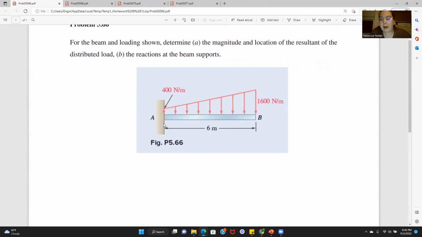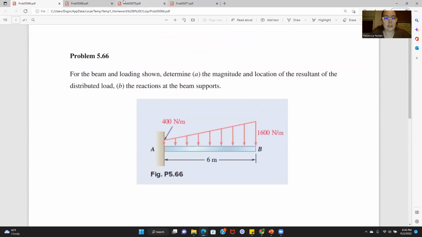Your reaction forces at A, because it's a fixed support, you're going to have a constraint in the X direction, the Y direction, and rotationally. So you're going to have all three reaction forces there. So you might want to do AY, AX, and maybe M of A, the moment at A. And that would be your approach here.